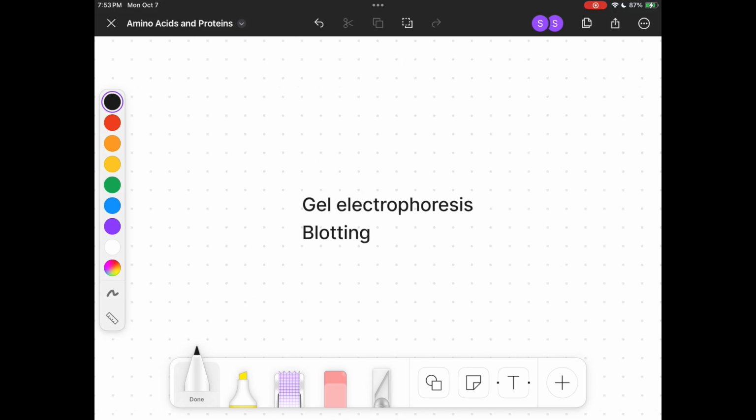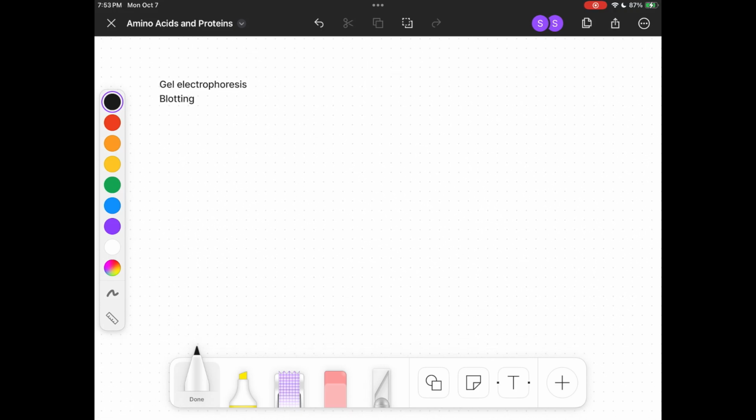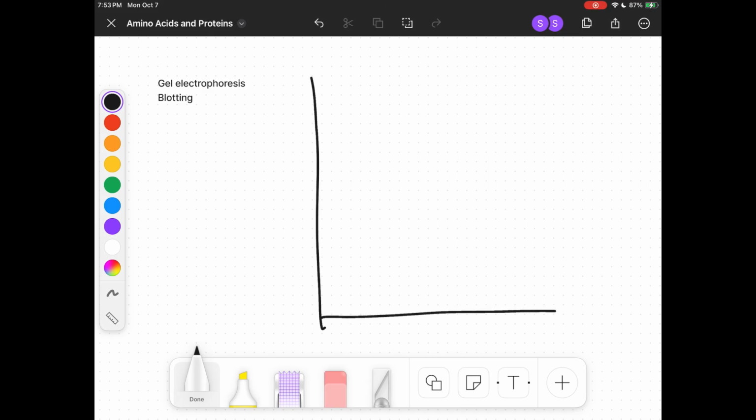So we're going to go over gel electrophoresis. This is going to take like 2 seconds. I just want to make this clear on how it works. Very similar to isoelectric focusing, and you guys have probably done this before in class, but in case anyone needs a reminder here.